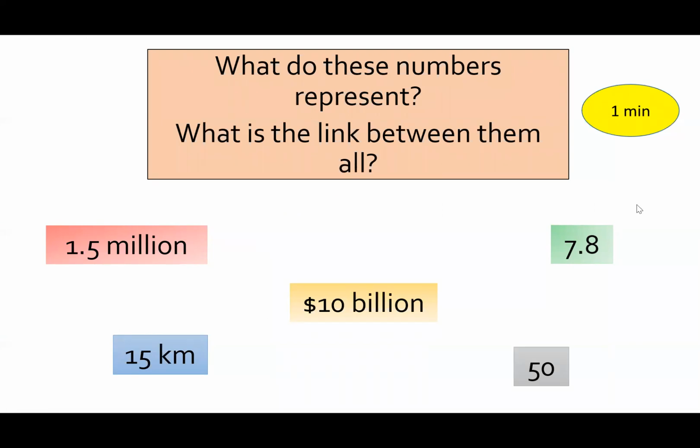So 7.8, that was the size of the earthquake on the Richter scale, the earthquake that occurred in Nepal. 50, that is the number of buildings that were left standing near the epicenter. Every other building was destroyed. 15 kilometers, that was how deep the earthquake was in Nepal. 1.5 million, that's the number of people that were made homeless because of the earthquake. And 10 billion is the estimated rebuilding cost of the Nepal earthquake. So what is the link between them all? Well, they all occurred in Nepal.